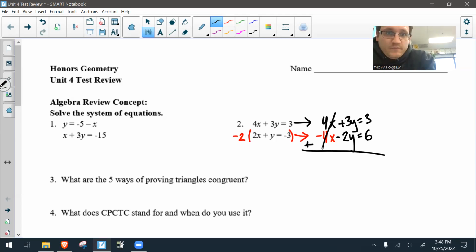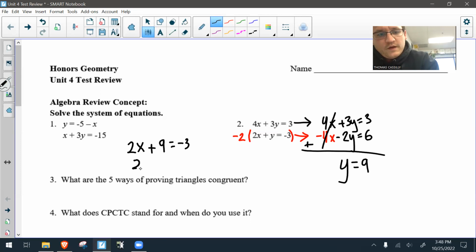Let's see. The -4x and the positive 4x, they both cancel out. And positive 3y and -2y ends up being 1y. 1y equals 9. All right, so we got y is 9. Now from here, plug it in. Doesn't matter, top equation, bottom equation does not matter. So let's say I'm going to use the bottom equation because it's just a little bit easier.